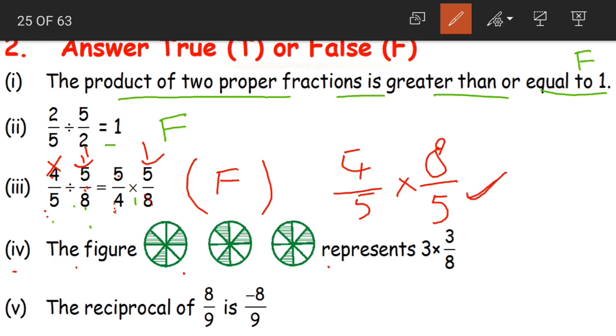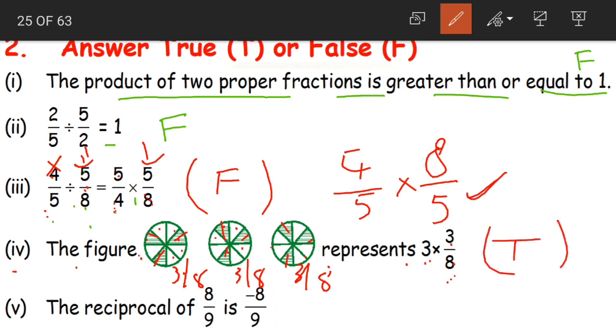The figure represents 3 into 3 by 8. What are they saying? There are 3 by 8 parts here. Now let us check whether each circle here represents 3 by 8. See, there are 1, 2, 3, 4, 5, 6, 7, 8 parts in each circle. Yes, in each circle. And what are the shaded parts? 1, 2, 3. And here also 1, 2, 3, 1, 2, 3. So this is 3 by 8, this is 3 by 8 and this is also 3 by 8. Yes, so this is correct. This is a correct statement, true.